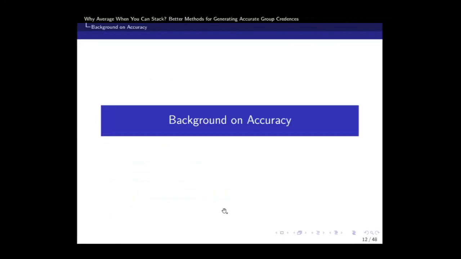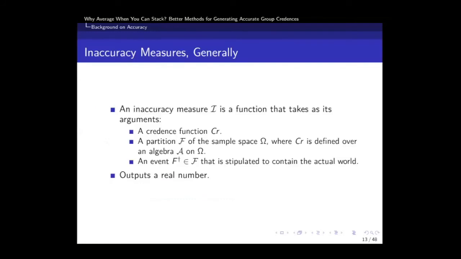Right? So here's some brief background on accuracy. We're going to be talking really in terms of inaccuracy measures rather than accuracy measures, but obviously one is just the mirror image of the other, right? So what is an inaccuracy measure? Well, it's a function that takes as its arguments a credence function defined on some algebra on a sample space, a partition of the sample space over which the credence function is defined on an algebra thereon, and an event, which I'm calling f dagger, which is stipulated to contain the actual world. We can call this the true event or the actual event here.